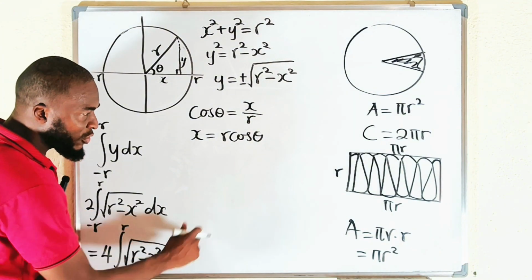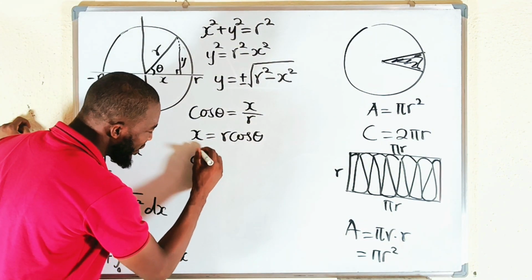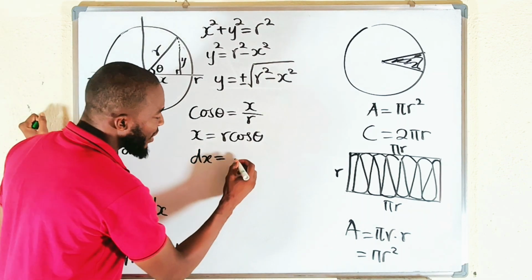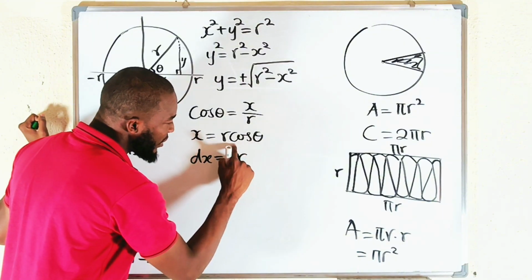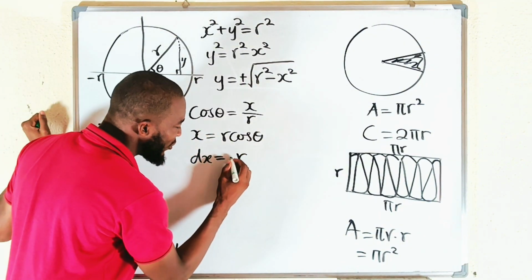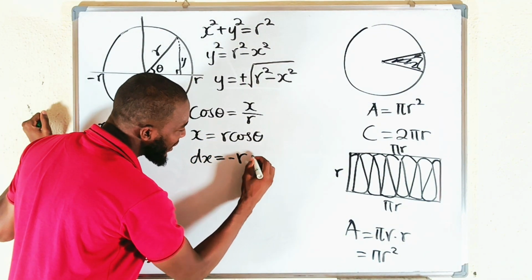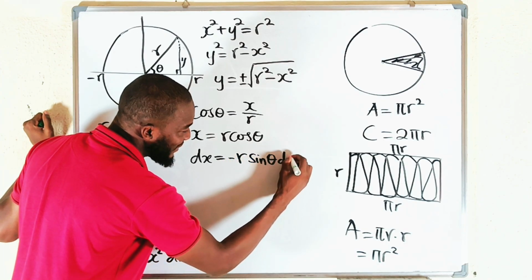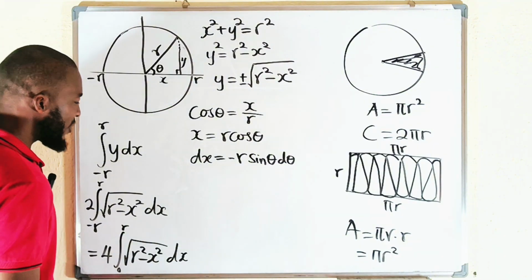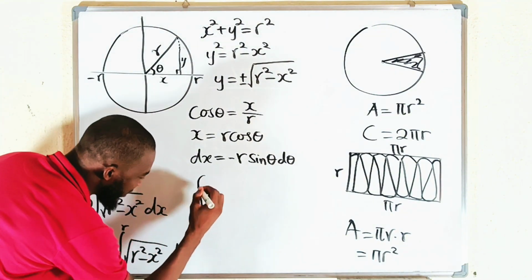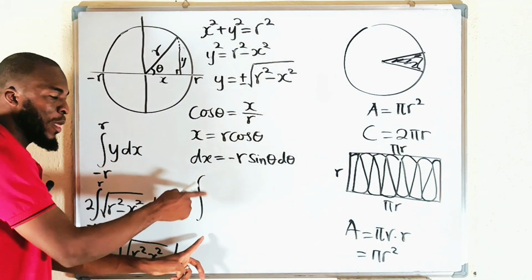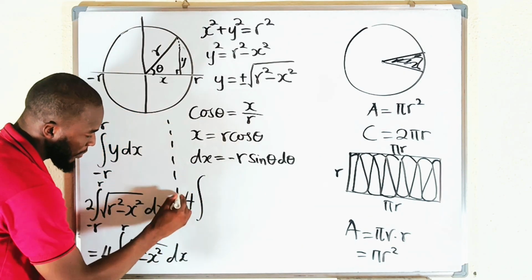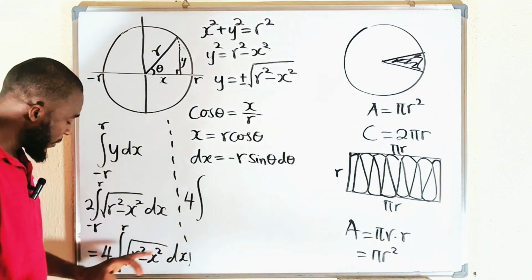So dx, we need to find it here. If you differentiate x, you have dx. If you differentiate r cos theta, r is constant, so bring it back. Derivative of cos theta is negative sine theta, so you have minus sine theta right here. Minus sine theta, d theta. So now let us make a substitution. Our integral from where? From 0. Remember, you have 4 here.